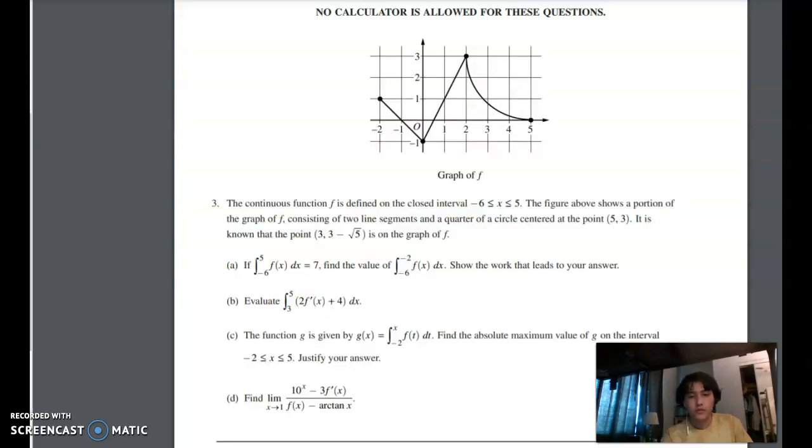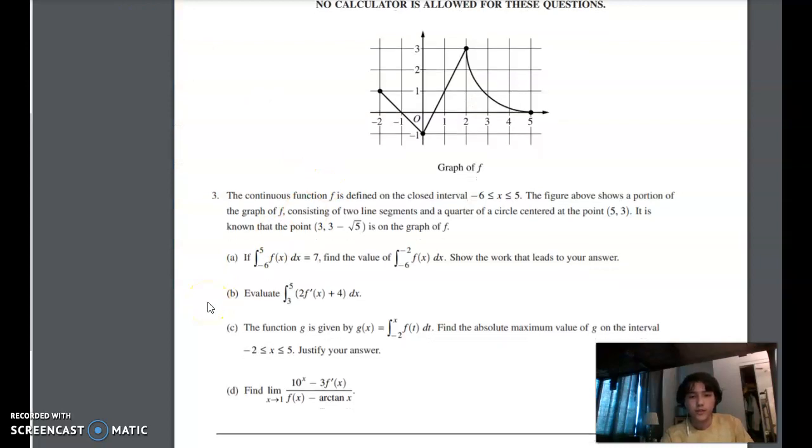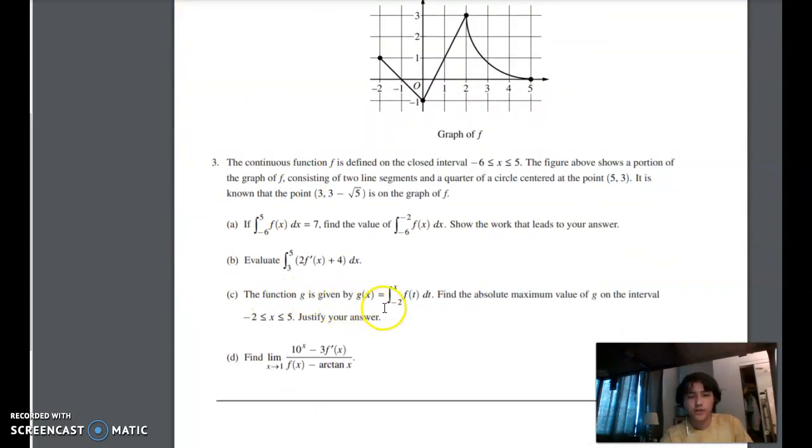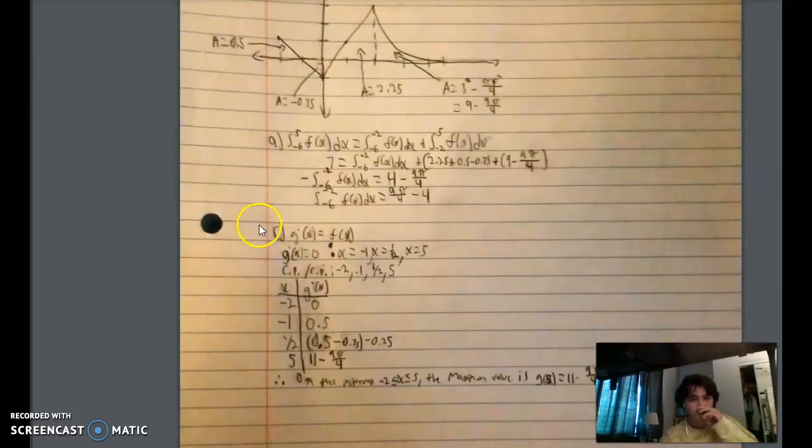For the next problem, it's asking: the function g is given by g of x equals the integral from negative 2 to x of f of t dt. And so then I need to find the absolute maximum value of g on the interval negative 2 less than or equal to x less than or equal to 5. So based on what I'm told, I know that g prime of x equals f of x because of the fundamental theorem of integral calculus.